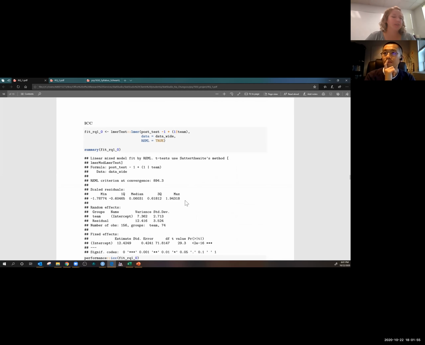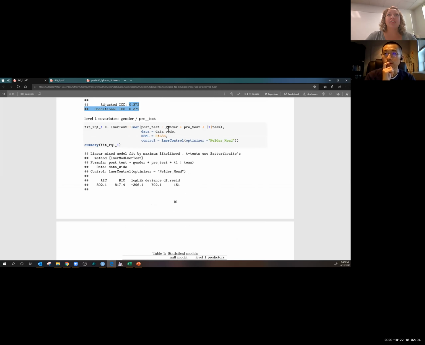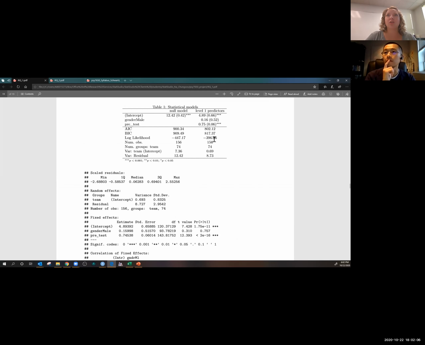It's a good attempt. So you did the null model and ICC, that looked good. That is quite a bit of variance. And then gender and pretest, and yes, they show up: pretest is significant, gender was not.